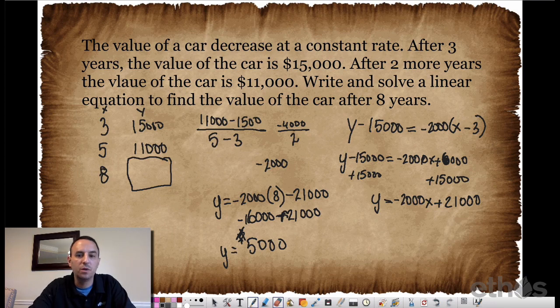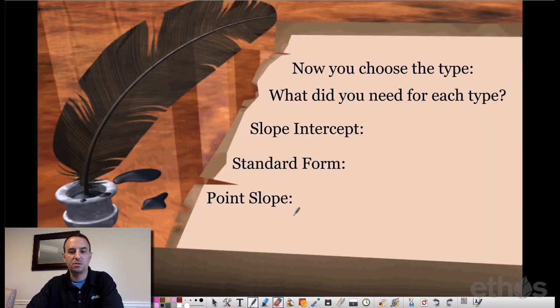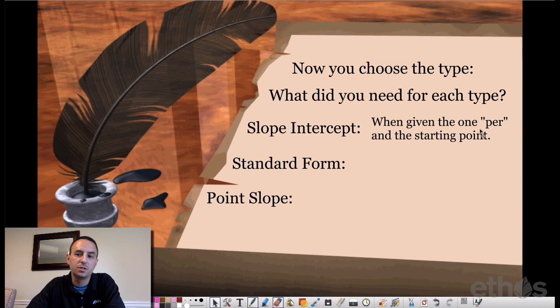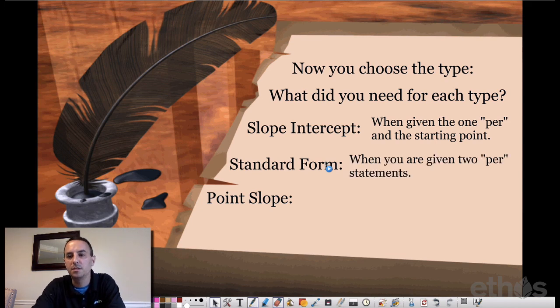Let's do a quick review on when we use each type. So slope-intercept is used when I'm given one starting point, a per statement, and a starting point. So again, it could be a fee, it could be development cost, something like that. Standard form is used when I'm given two per statements, two different rates of change, two different items. And really that's the key to it, is two different items.